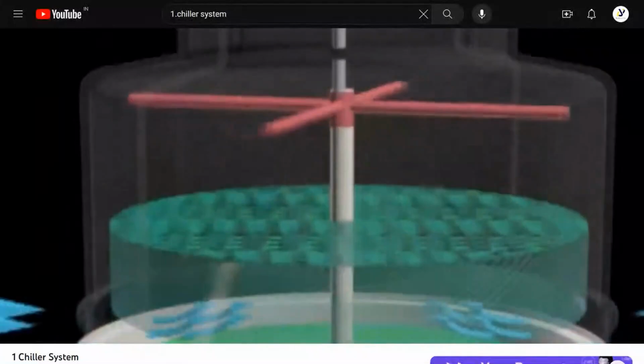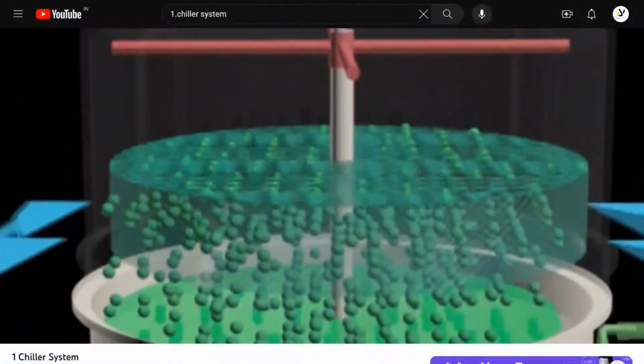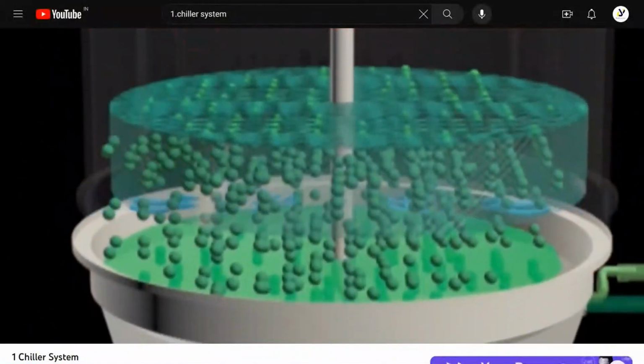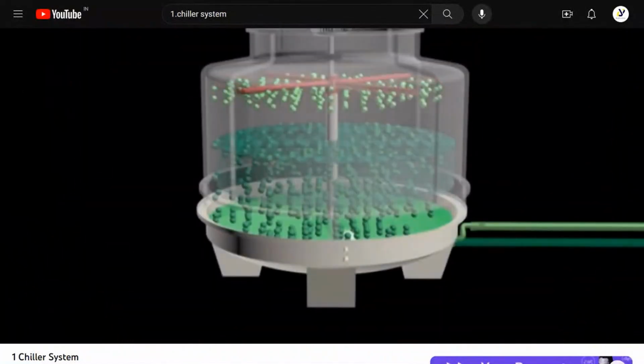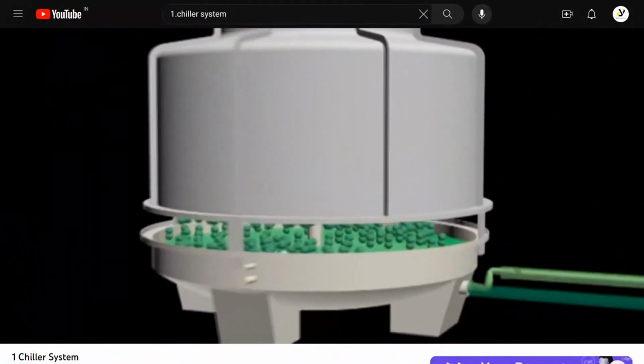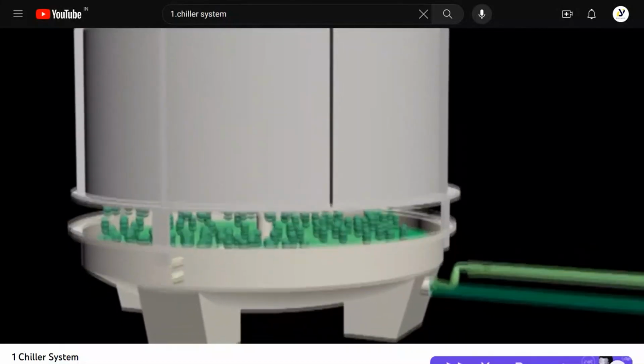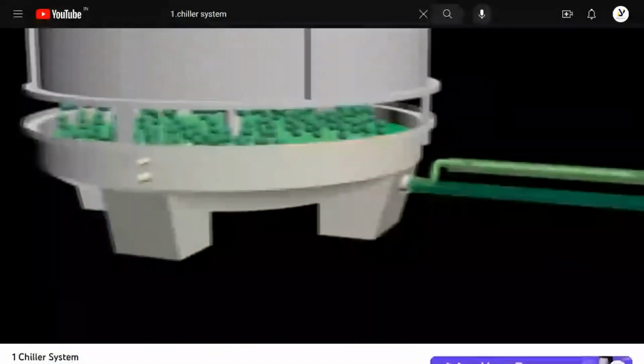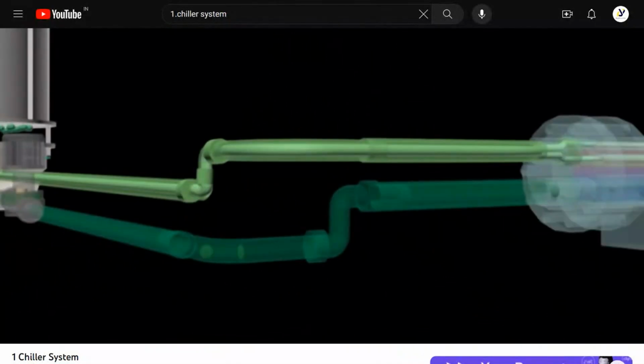Condenser water which has eliminated its heat to the surrounding air will accumulate in the basin under the cooling tower. Condenser water flowing out from the cooling tower to the chiller is called condenser water supply. This condenser water will flow back to the chiller to continue heat absorbing work from the refrigerant.